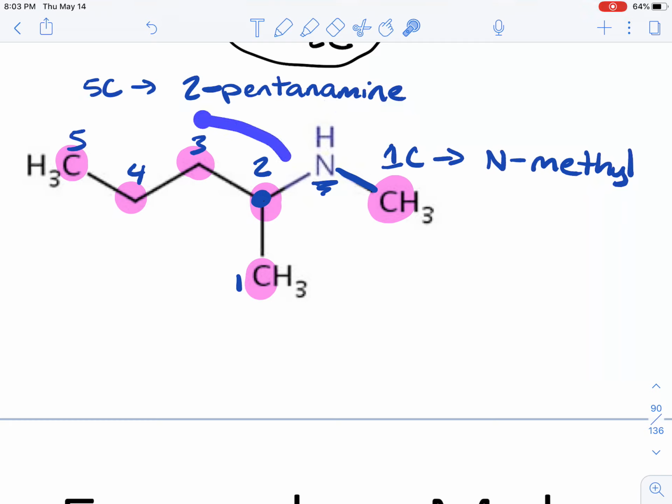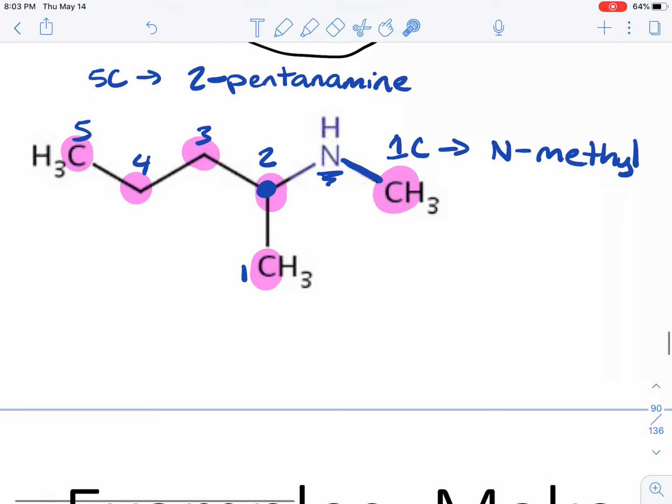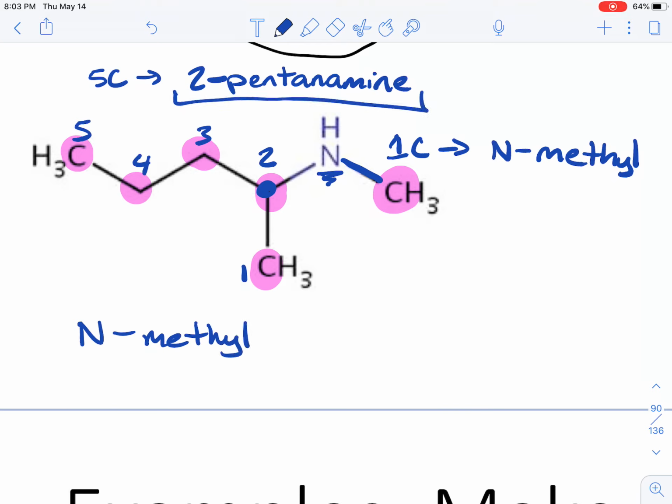And notice that I have no substituent on this longest carbon chain. And so I'm pretty much done in terms of numbering or naming the pieces. I just need to put these two pieces together. And so I always want to describe my substituent first. So I have N-methyl. And then I'm going to describe this piece as 2-pentanamine. And that would be my final answer.